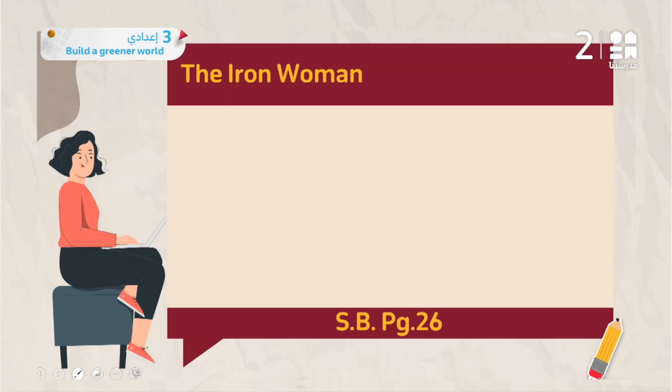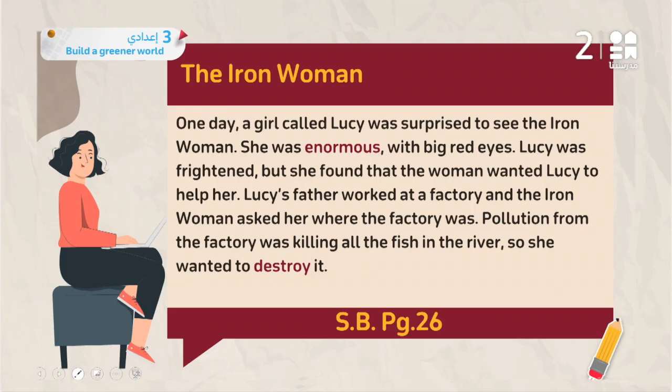Now we're moving to another passage called the Iron Woman in the student's book page 26. في ال student's book page 26 عندي passage تانية اسمها the Iron Woman اللي هي المرأة الحديدية أو المرأة اللي معمولة من حديد. في ال student's book we're going to read this passage together and answer the questions and also discuss the vocabulary words in this passage.